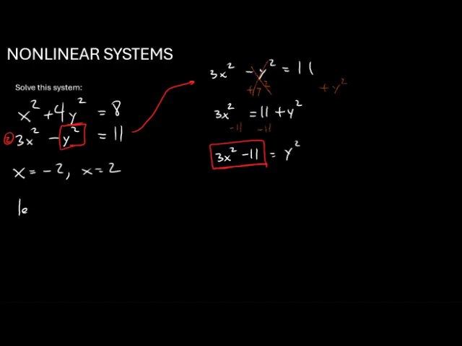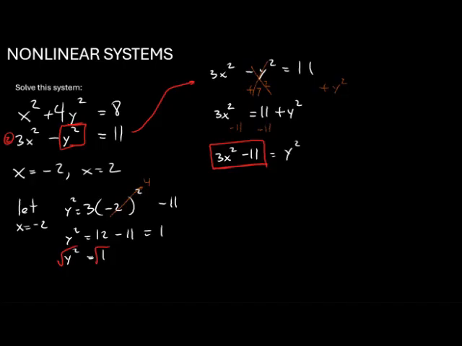We'll begin by letting x equal negative 2. We'll take 3 times negative 2 squared minus 11. We'll say that's equal to y squared. If we take negative 2 squared, this will give us 4. And if we take 4 times 3, this will give us 12. So y squared equals 12 minus 11, which equals 1. If y squared equals 1, we can now take the square root of both sides. This will give us y equals plus or minus 1. Therefore, we'll say that y could be negative 1 or y could be 1.